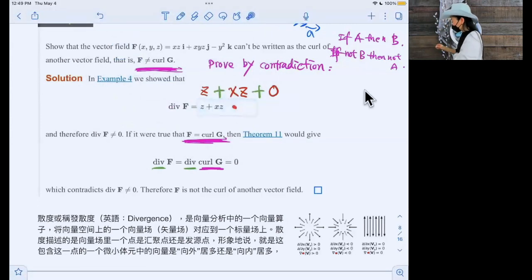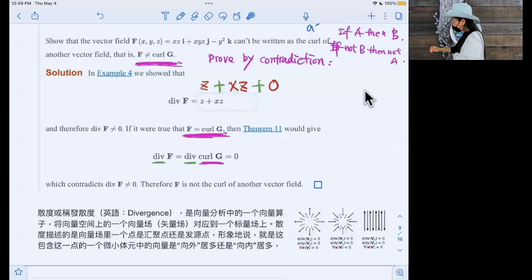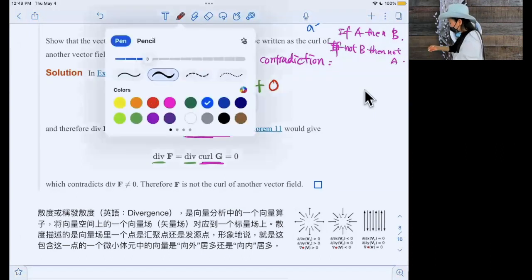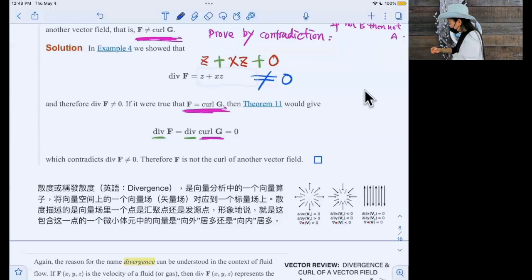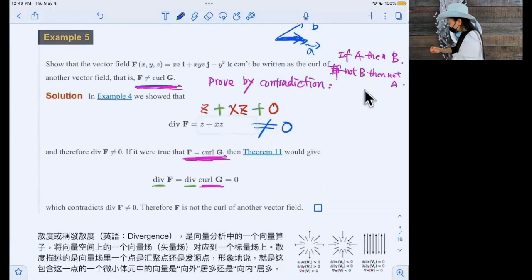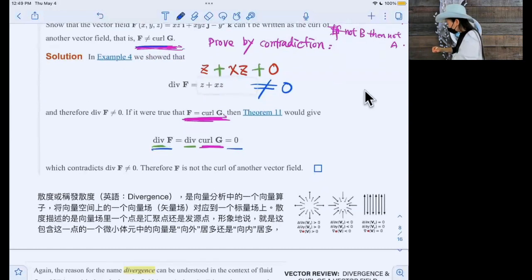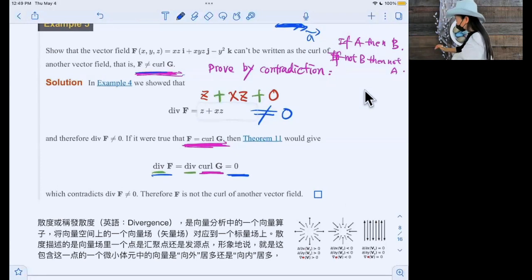Now let's see this one. So it is Z plus XZ. The divergence is equal to this. Does it equal 0? No, it doesn't. But here it says, suppose the F here is the curl of G, and we come up with this equal to 0. So we have reached a contradiction, right? So that contradicts with this, okay? So this cannot be true. So our assumption cannot be true. So F here cannot be written as a curl of G. So this is an example of a proof by contradiction.